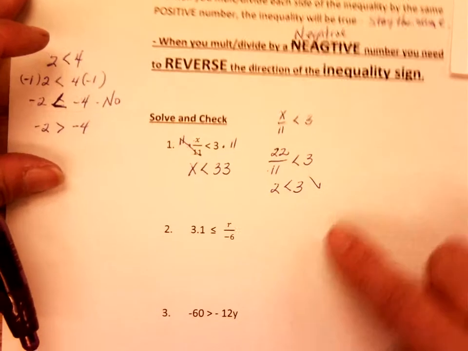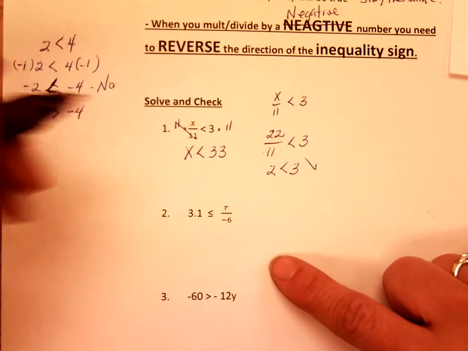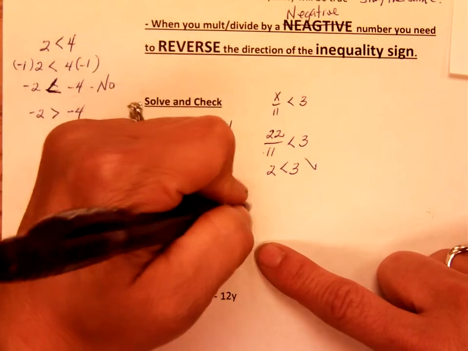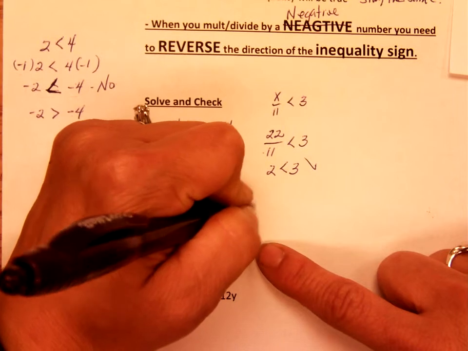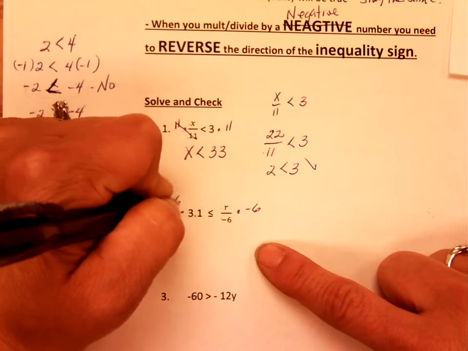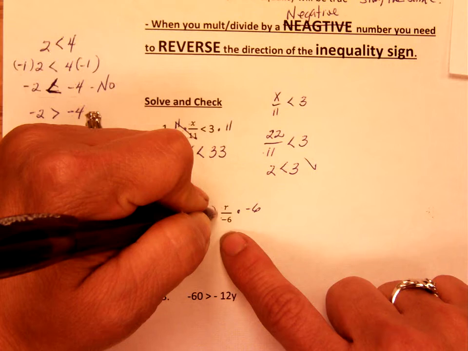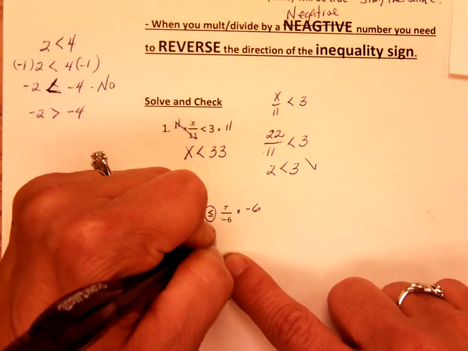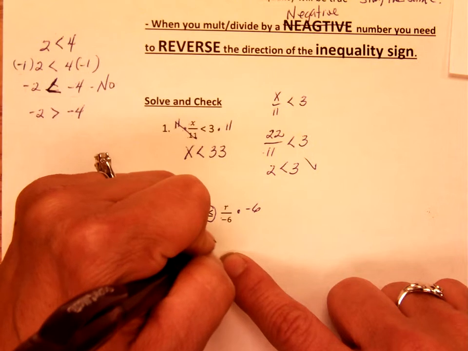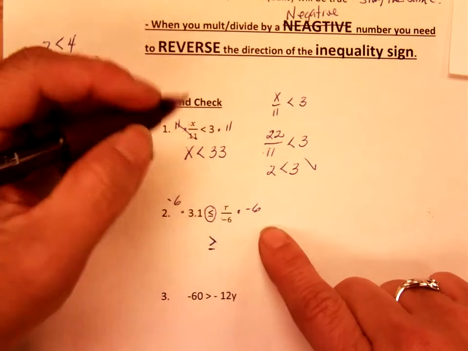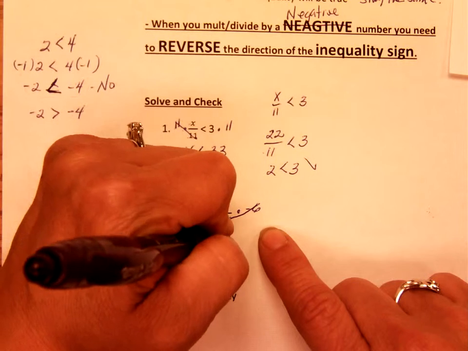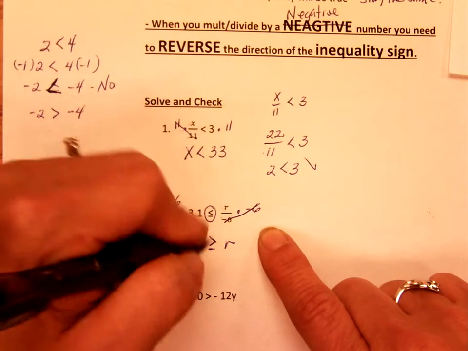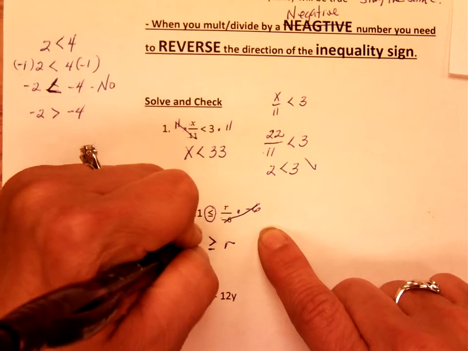Okay, number 2. The inverse of division is multiplication, so you're going to multiply by negative 6 on both sides. Since you're multiplying by negative 6, you have to change your inequality to the opposite. So here on the other line, I would automatically change that. Now you can go ahead and do your crossing out. On this side, you're left with r, and negative 6 times 3.1, you'll get negative 18.6.